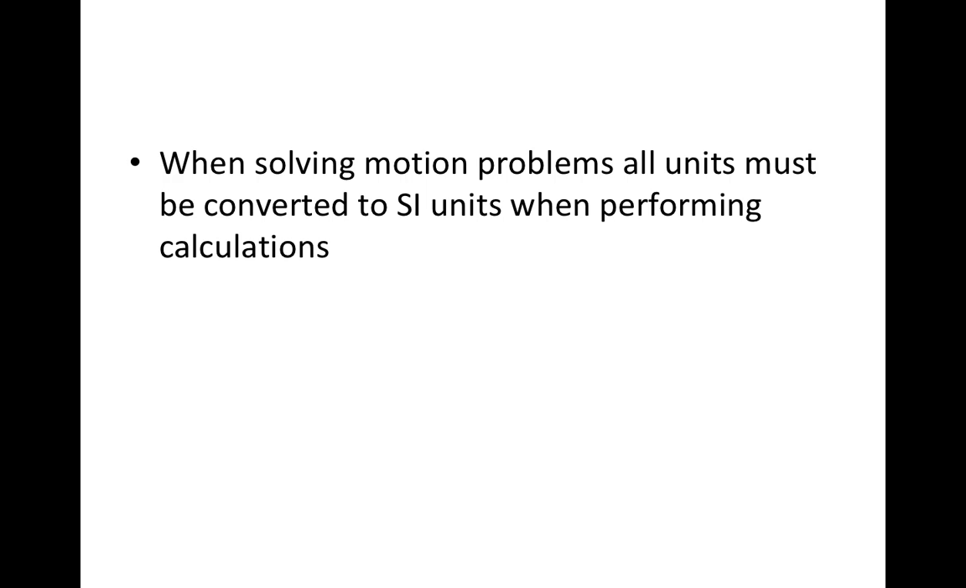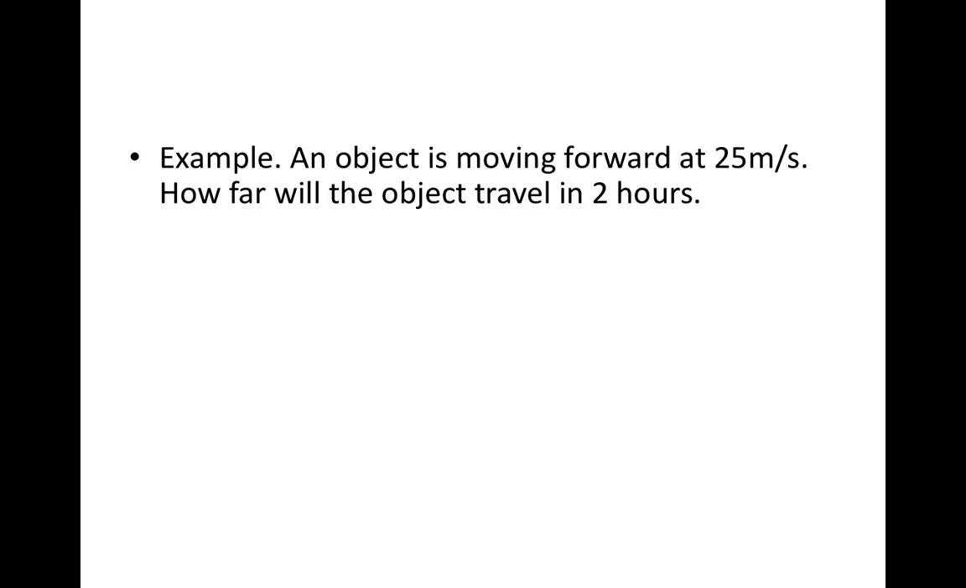When solving motion problems, all units must be converted to SI units when performing calculations. For example, an object is moving forward at 25 meters per second. How far will the object travel in 2 hours? This is a conflict because the unit for speed is in meters per second, but the time is in hours. So here we would say the units are not consistent.